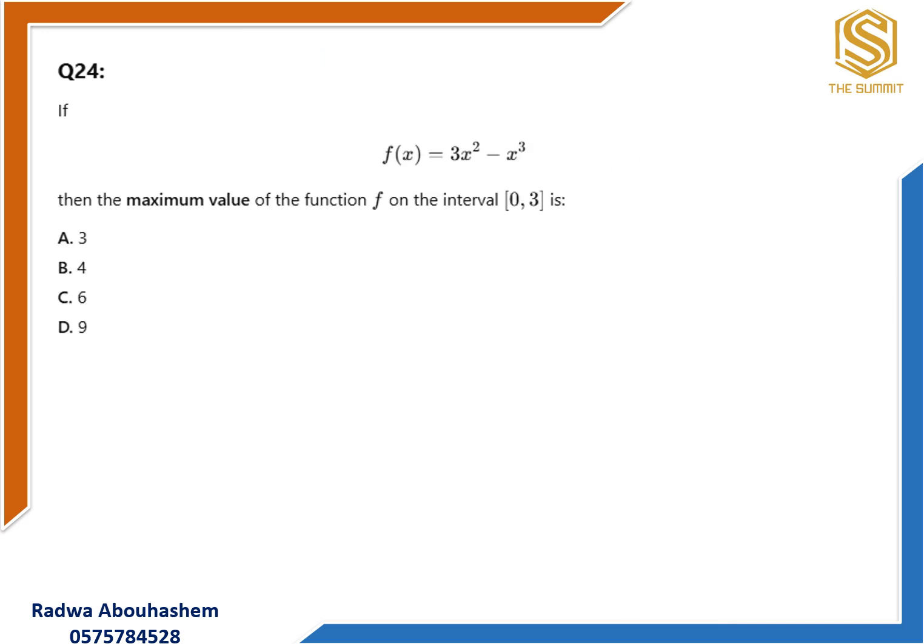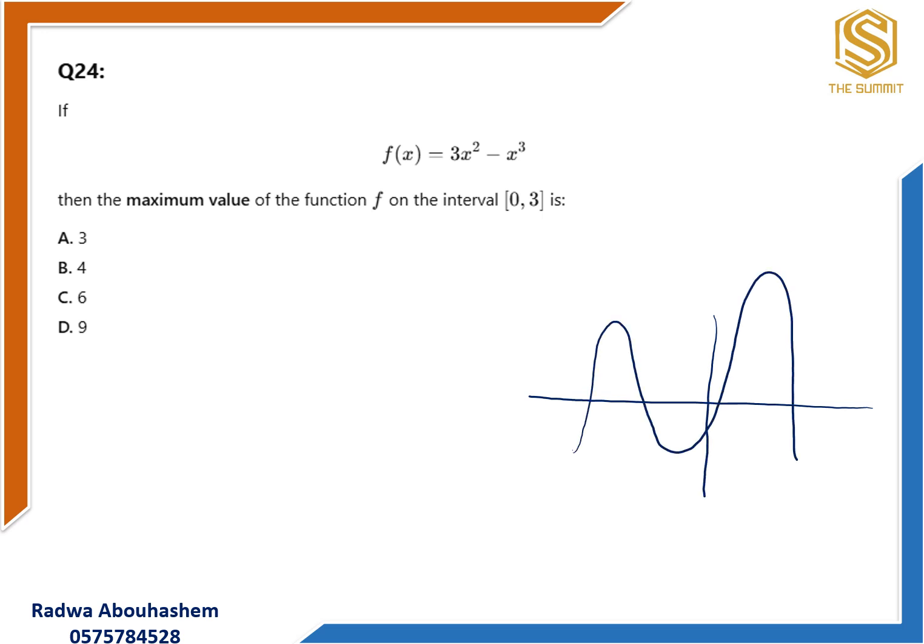If f(x) equals 3x power 2 minus x power 3, then the maximum value of the function on the interval 0 to 3 is. Okay, to explain this to you, I'll just explain something, then we try to solve this one, okay? So here, I have a curve. Here, I have this point, and I have this point, and I have this point.